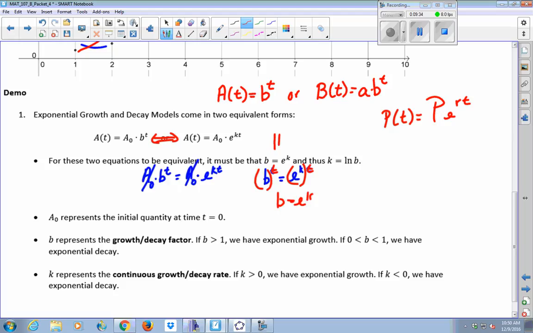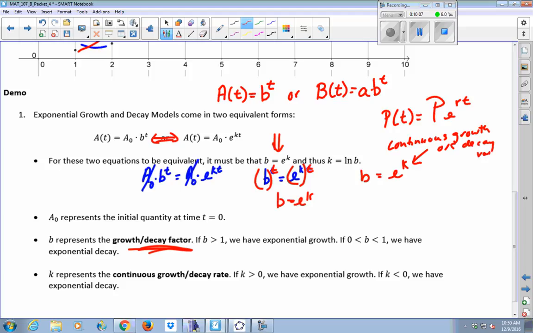And that's your first statement here. If I put e to the k in for b, then I get e to the kt equals e to the kt. If I put b in for e to the k, I get b to the t equals b to the t. No surprise. But once I know b equals e to the k, and let's say I want to solve for k, this is called the continuous growth or decay rate, and that's written down here for you. You don't have to write that.